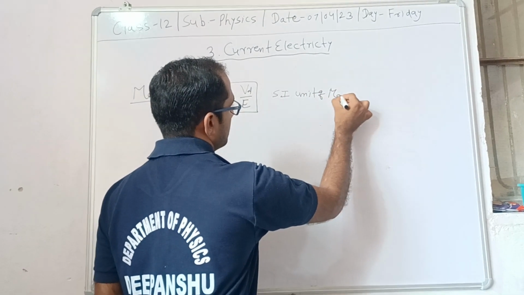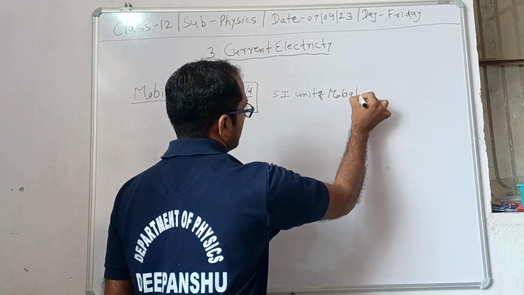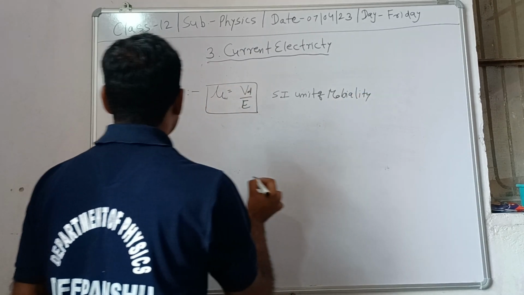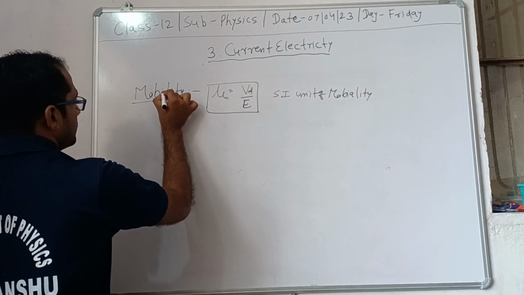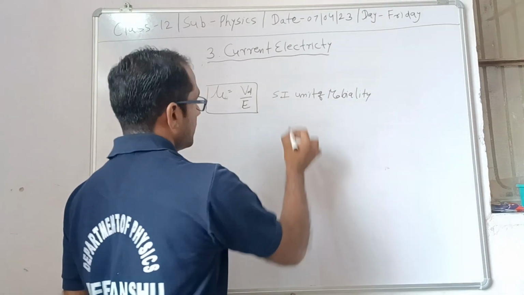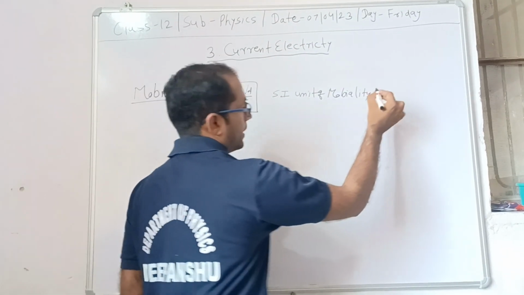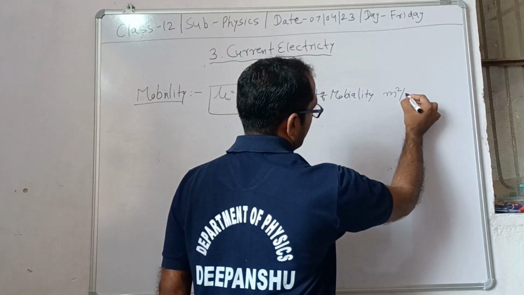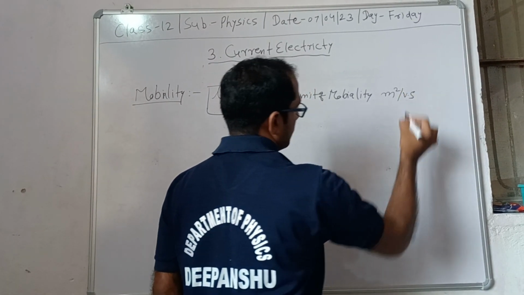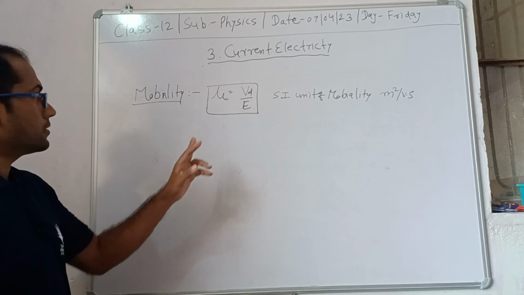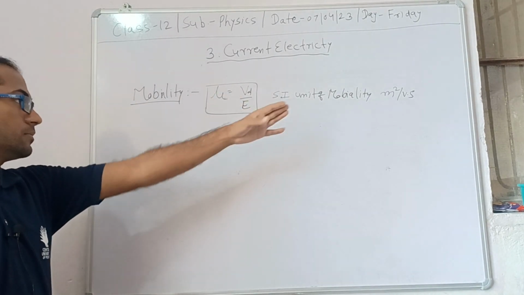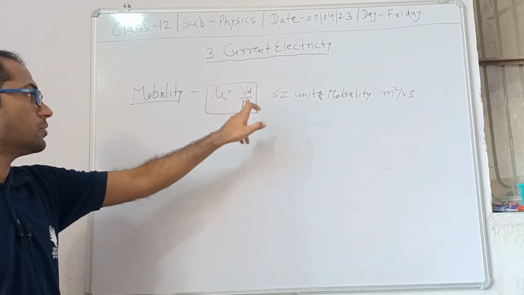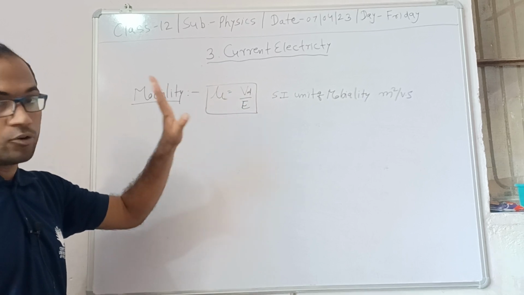The SI unit of mobility is basically meter square per volt into second. Okay, this is how we find out this unit. Okay, the SI unit of mobility using this formula.